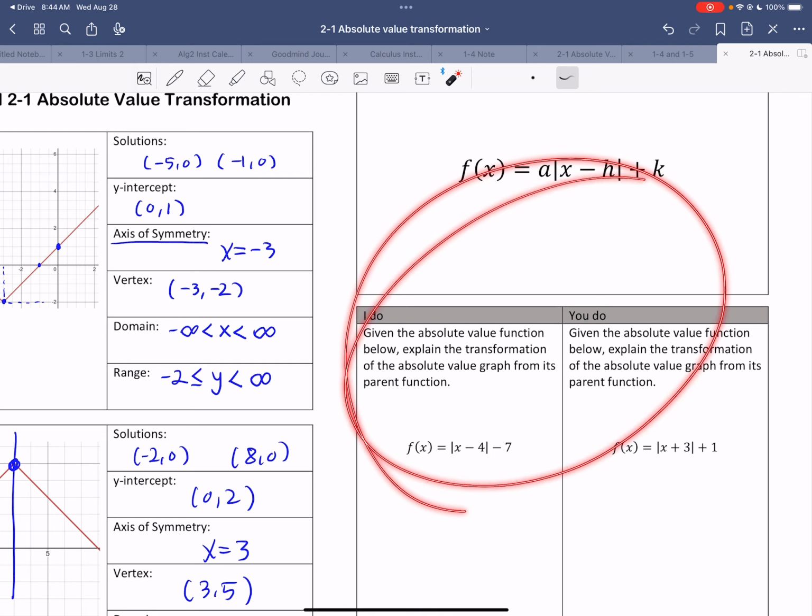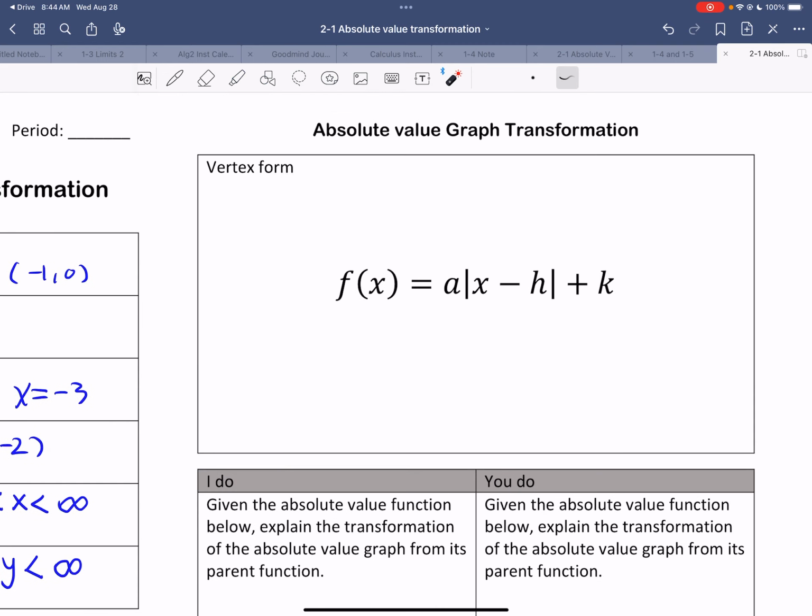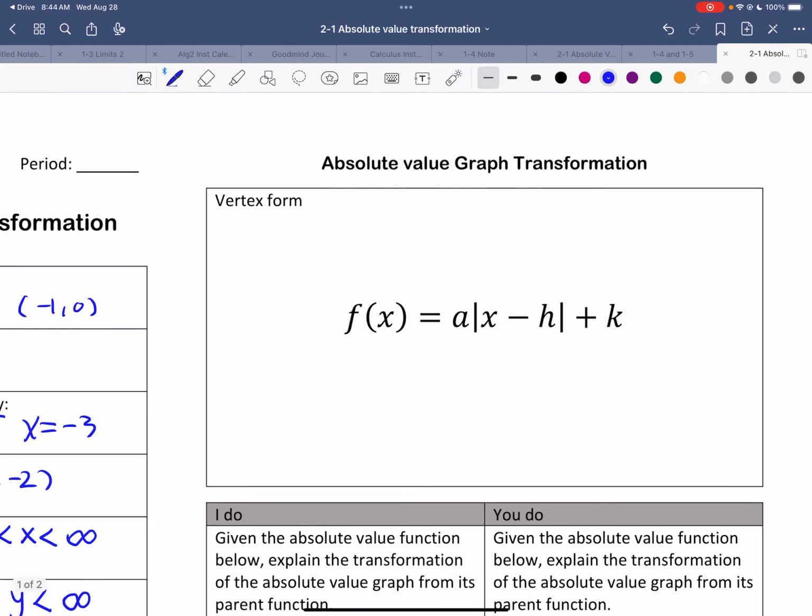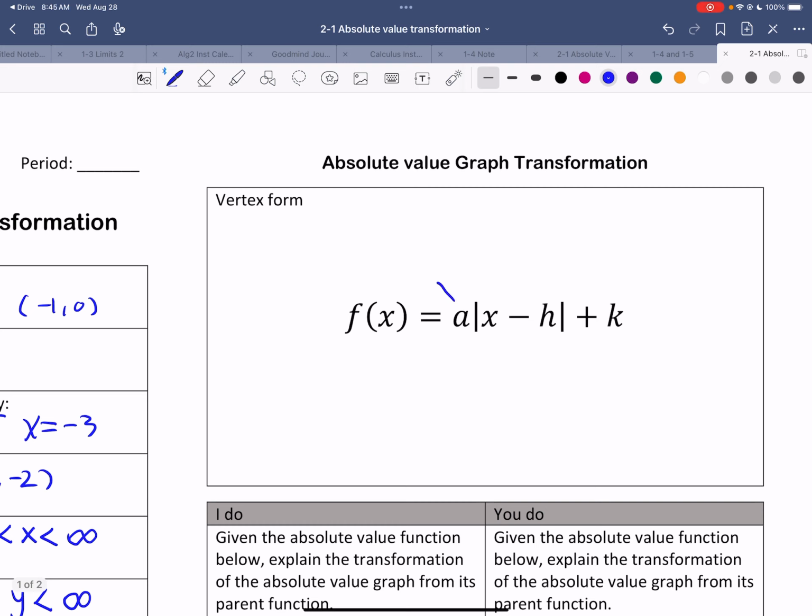Now let's talk about the transformation of graph. But here's some things that you might have to know. So what you have to know is if A is greater than 1, then we call it vertically stretched. And if A is smaller than 1, we call it vertically compressed.